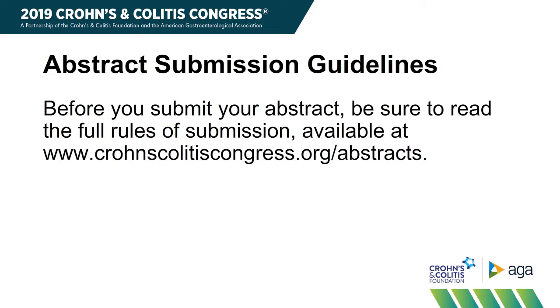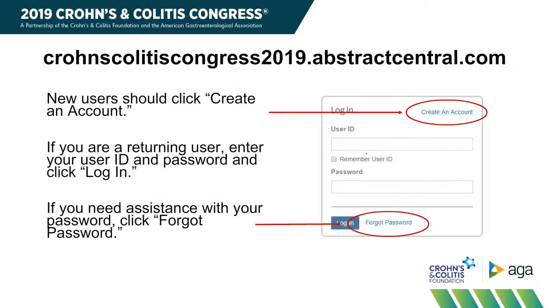Before you submit your abstract, please visit the Congress website to view the full rules of submission. To submit an abstract, please navigate to Crohn's Colitis Congress 2019.abstractcentral.com. After you reach that page, you'll see the login fields on the right. If you are a returning user, enter your user ID and password and click Login. If you have an account but can't remember your password, click the Forgot Password link and enter your email address for assistance. If this is your first time submitting an abstract, please set up your account by clicking on the Create an Account link.